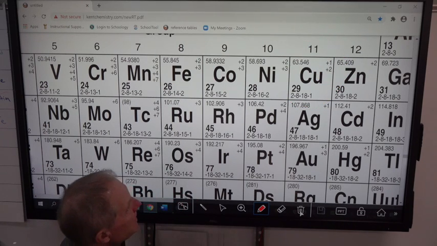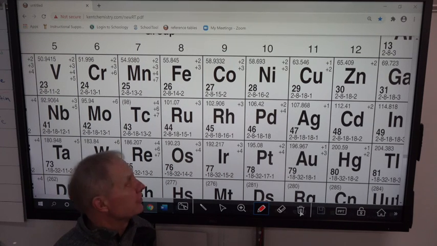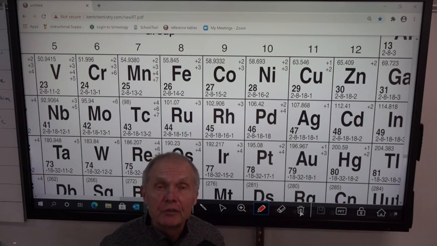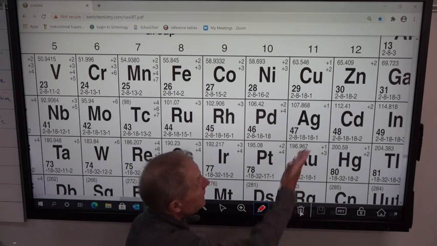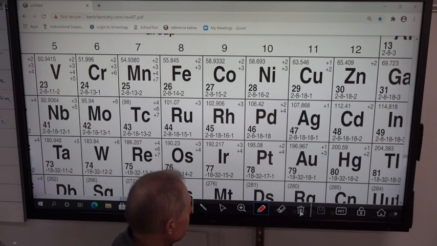Most of the transition elements have that. If the element doesn't have more than 1 oxidation state, like silver, which only has a +1, you don't have to say silver Roman numeral 1, because it's only got one charge. But we have to do something with that copper.